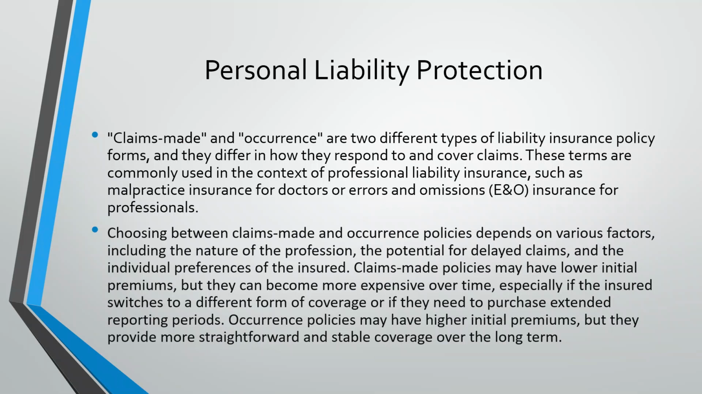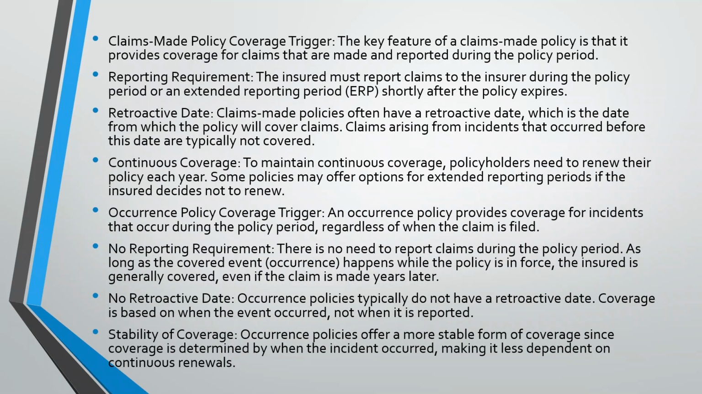Claims made policies may have lower initial premiums, but they can become more expensive over time, especially if the insured switches to a different form of coverage or if they need to purchase extended reporting periods. Occurrence policies may have higher initial premiums, but they provide more straightforward and stable coverage over the long term. Now, I'll try to explain this in a way that makes sense to you and to me, because to me it almost seems like the same thing, but it really isn't.